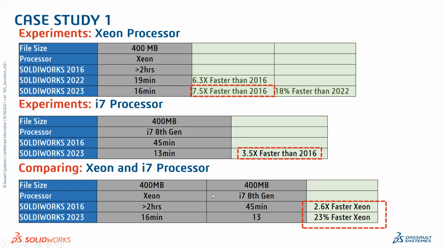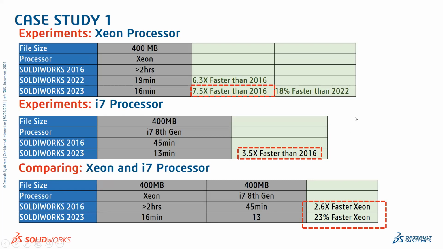Okay, so when we are comparing the Xeon processor and the i7 processor, you can see in 2016 the Xeon took more than 2 hours, and the i7 took just 45 minutes. In 2023 the Xeon processor took 16 minutes, and the i7 took 13 minutes. So you can see the i7 is 2.6x faster than the Xeon processor in 2016 and 23% faster in 2023.